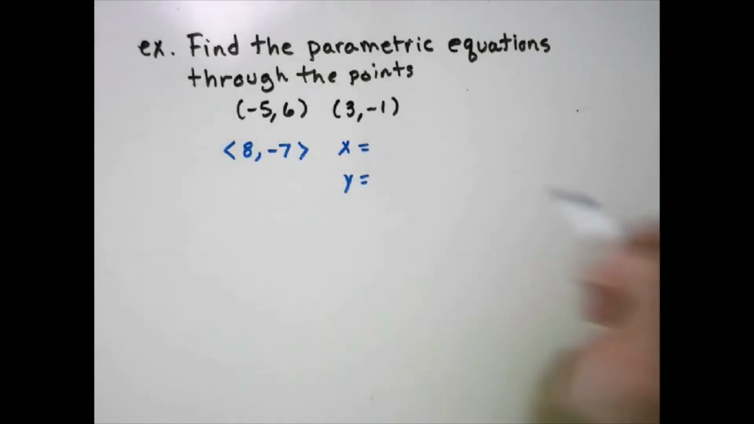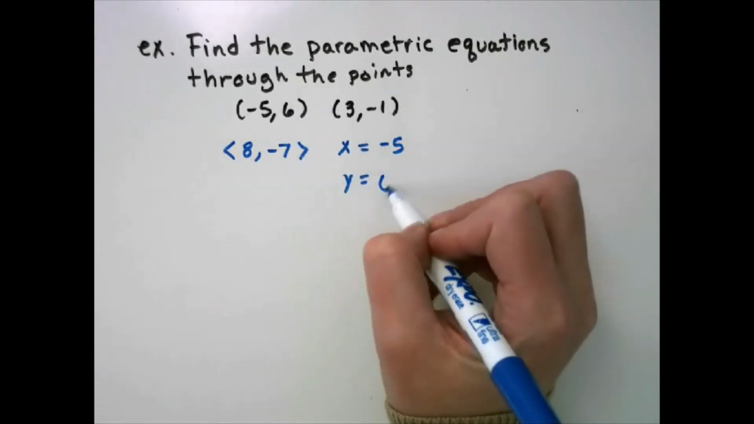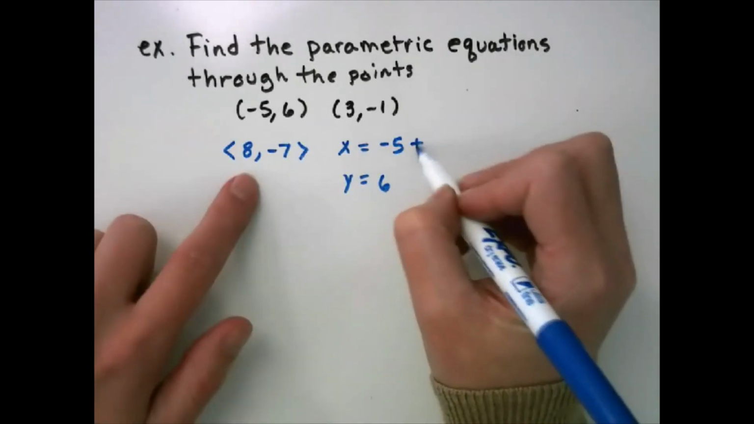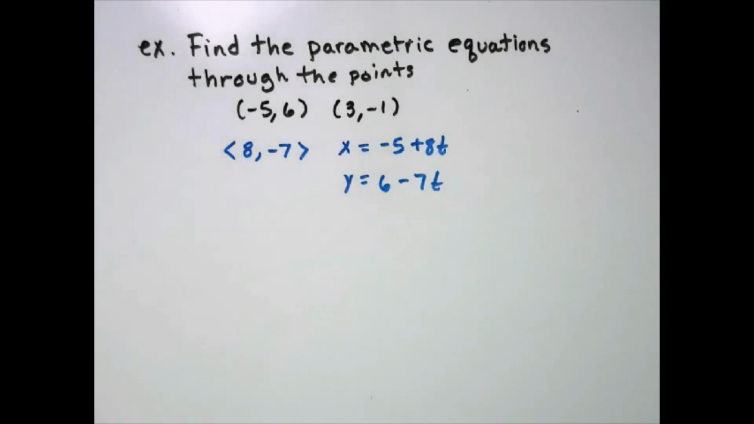So then we just have our x equals and our y equals. Either point works. And then we're going +8t in the x and -7t in the y. So those are the parametric equations for lines.